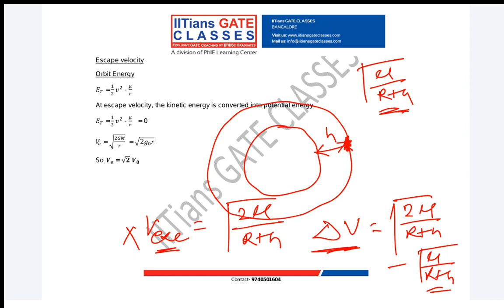Everyone, is it correct? Understanding my point, what I mean? See, when it is at some altitude, it is already having the velocity. So the velocity requirement to escape Earth's gravitation from this altitude is not this formula. It will be delta V. Everyone, yes or no?